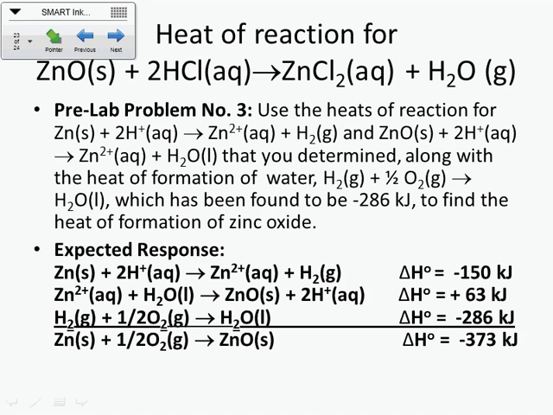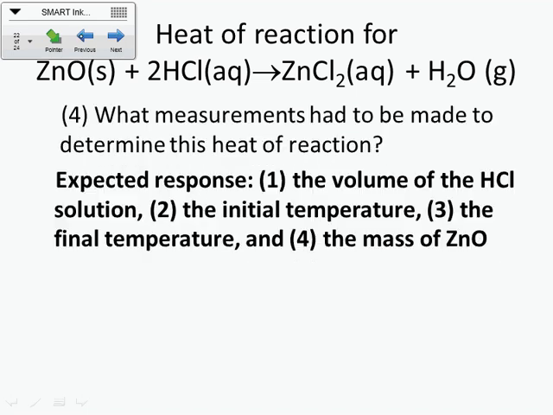Okay, everybody read this on your sheet, and then I'll put up the answer in just a minute. So it says use the heats of reaction for zinc plus 2H+ yields Zn2+ plus H2. And, what the heck, where did these reactions come from? What are they doing here? They changed into net ionic equations, right? And so we have to look at both of the equations here.